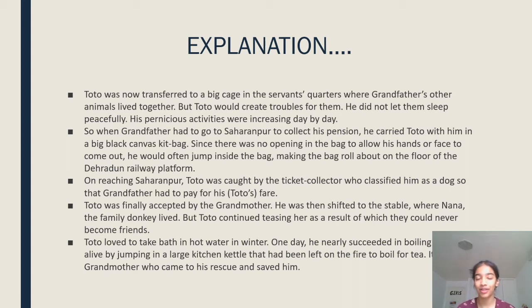The grandmother came to know about the existence of Toto, and now he was shipped to the stable where Nana, the family donkey, lived. But Toto continued teasing her also, as a result of which they could never become friends. Now, another question that they could ask is what were a few activities or small incidents that proved that Toto loved doing something in particular, and they might give what that is.